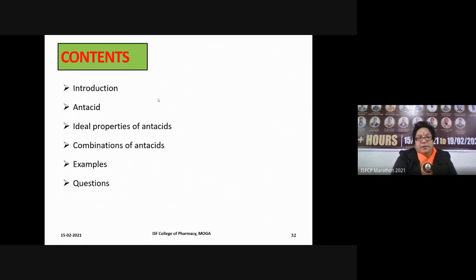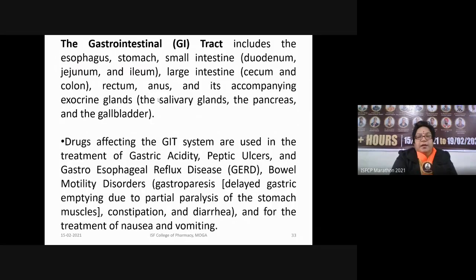Okay, as I told you, the GIT includes the esophagus, stomach, small intestine, that is composed of duodenum, jejunum, and ileum, large intestine, cecum and colon, rectum, anus, and its accompanying exocrine glands like the salivary glands, the pancreas, and the gallbladder. ये सारा आपका GIT हो गया.